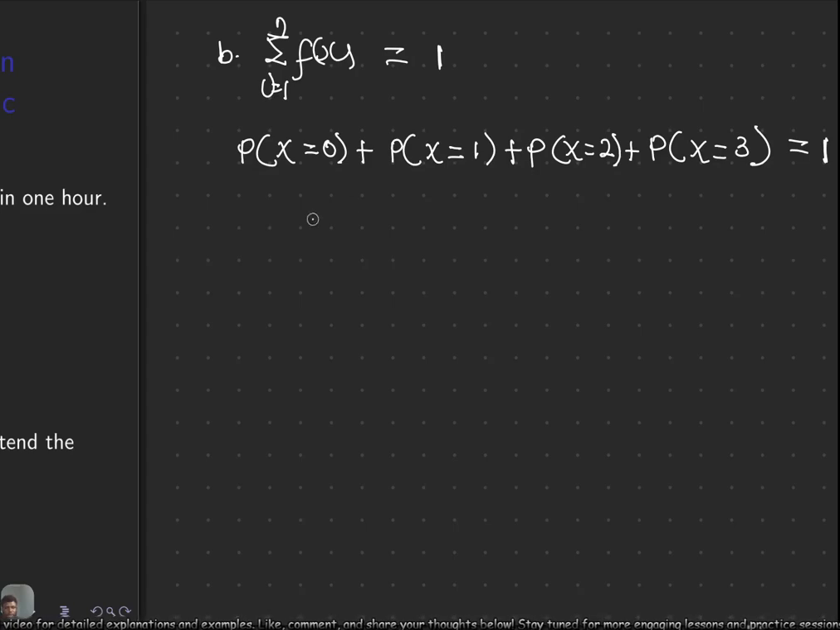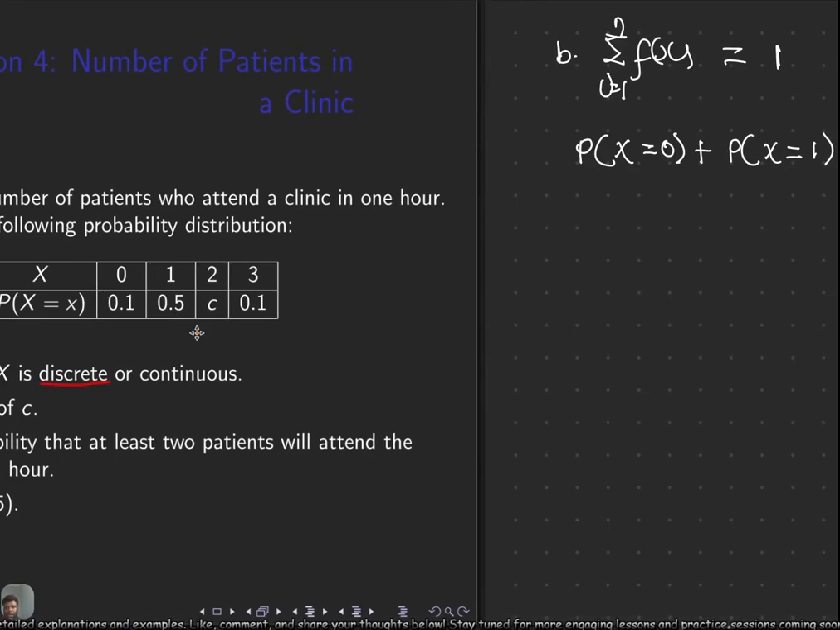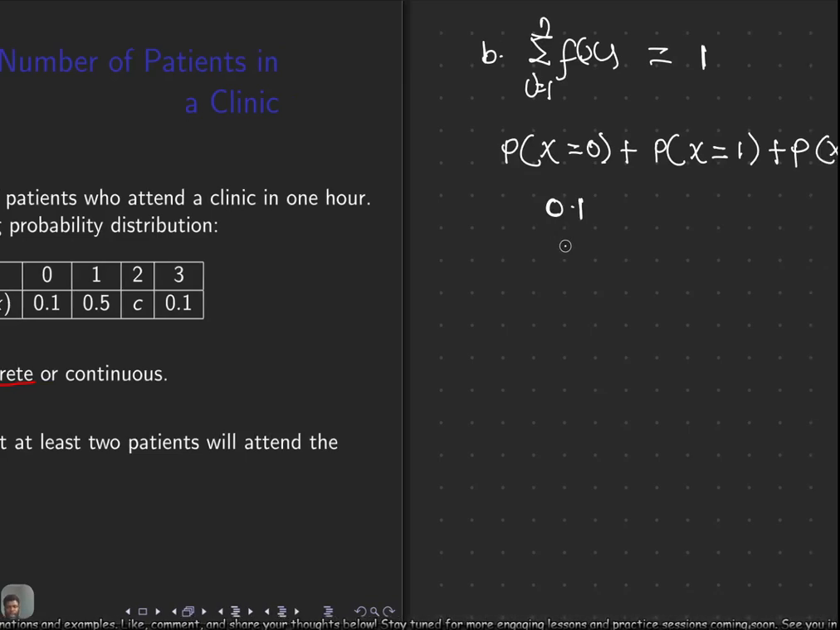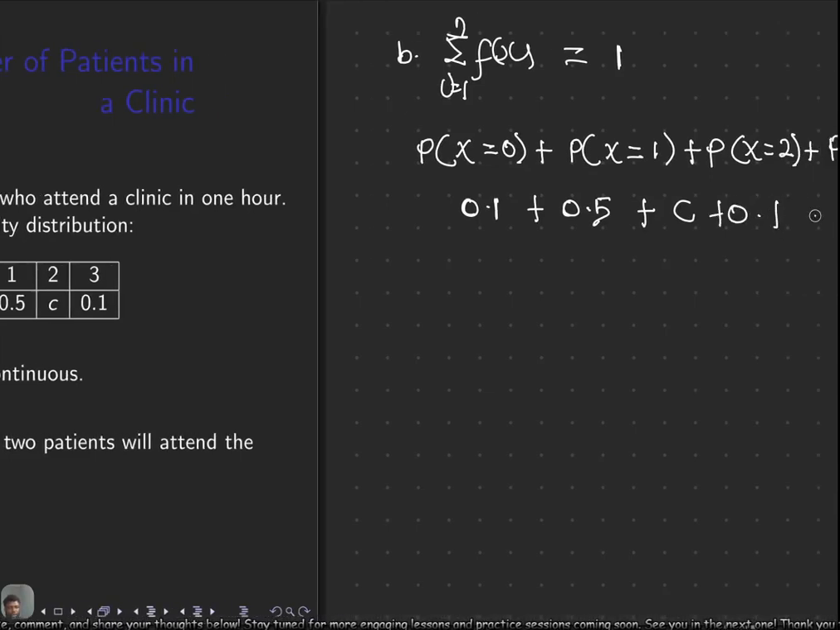Easy. So we now do our substitution. From our table, the probability of the random variable being 0 was 0.1, and that of it being 1 was 0.5. That of 2 was C, and that of 3 is also 0.1. And we are saying they should all be equal to 1. So now we are doing our addition. 0.1 plus 0.5 gives us 0.6. 0.6 plus 0.1 gives us 0.7, plus C equals 1.